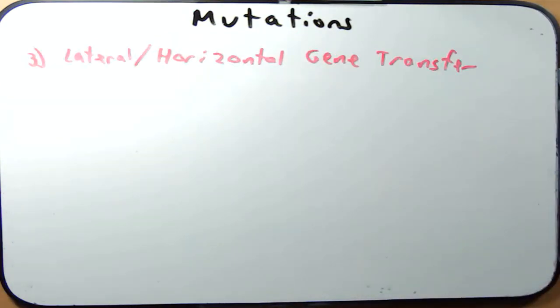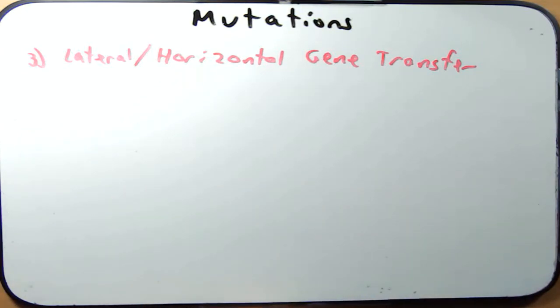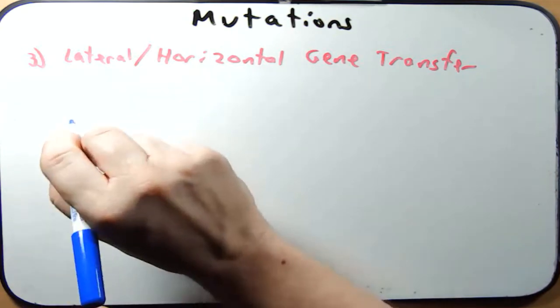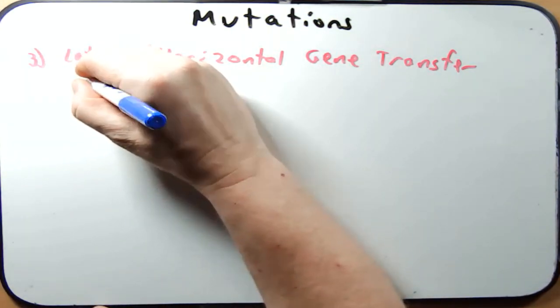Okay, let's go ahead and talk about this last type of mutation, and that is lateral, or as I said before, sometimes we call them horizontal gene transfers. Let's begin with a definition. This is the transfer of genes from one species to another.